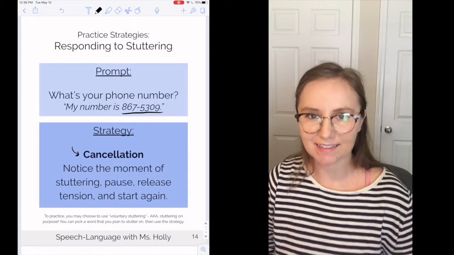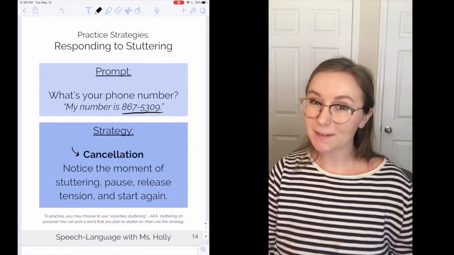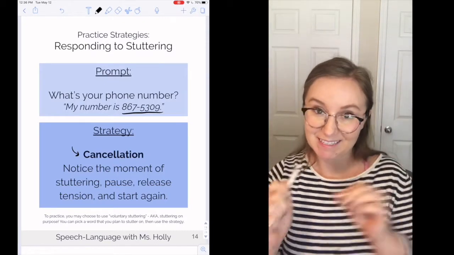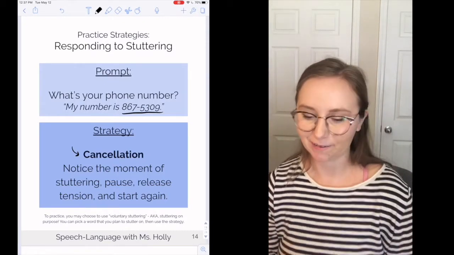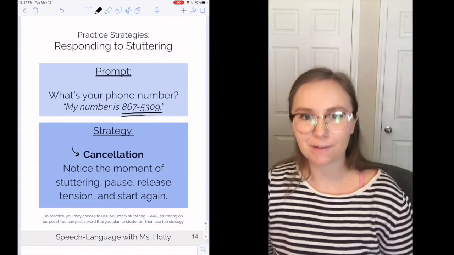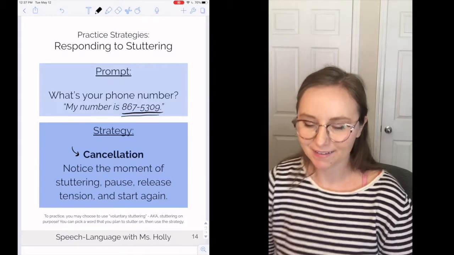Okay, so that time I canceled it out and I started over again, which was probably a good idea because phone numbers have really important digits in there, so I wanted to be really clear going into it. All right, now you can try this strategy with your phone number or the phone number of somebody in your family.